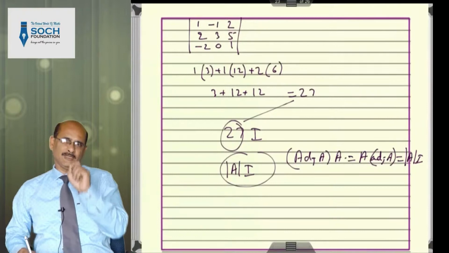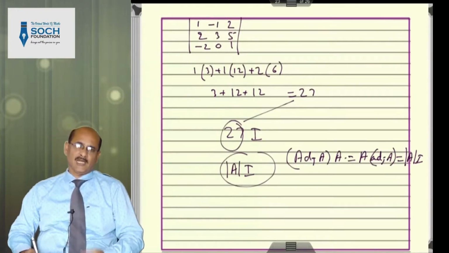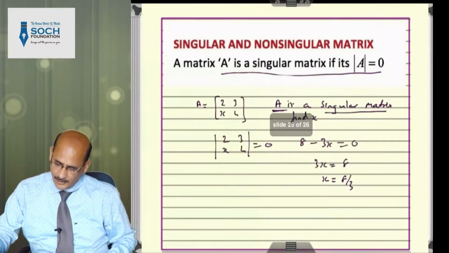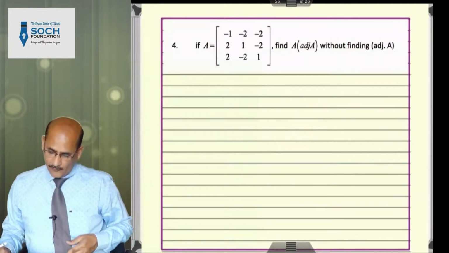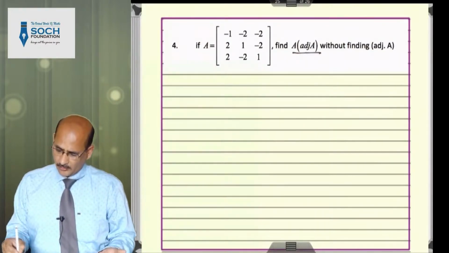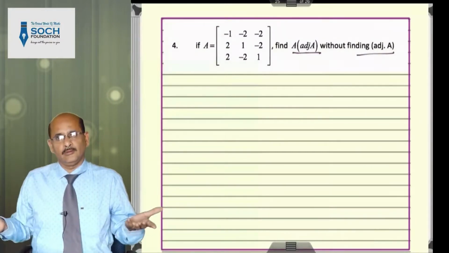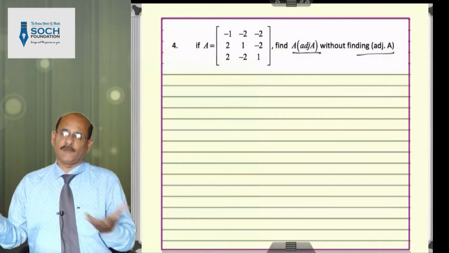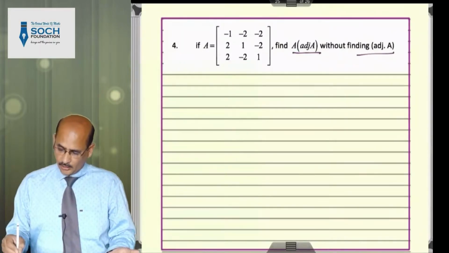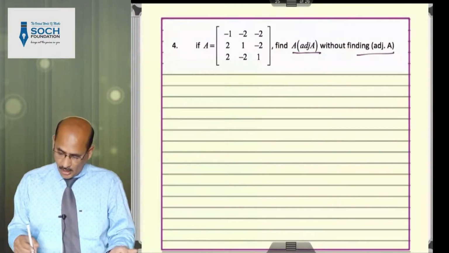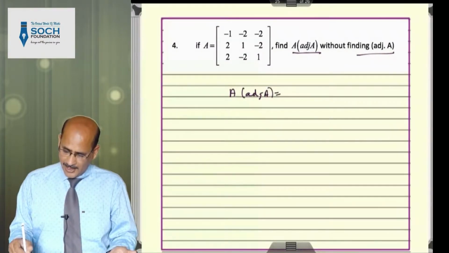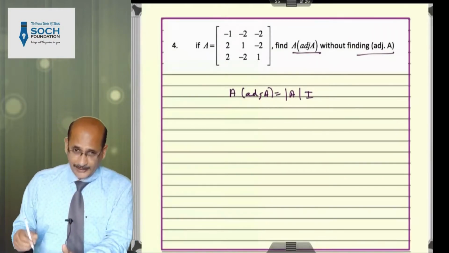So why did I show you this? Because there is one specific type of question which they might ask you also. Now what is that question? For example, they might say, find A into adjoint A without finding adjoint A. What is this funny question? So A into adjoint A is there, without finding adjoint A. I understand A into adjoint A is the same as determinant A into I. So let us get determinant A now.